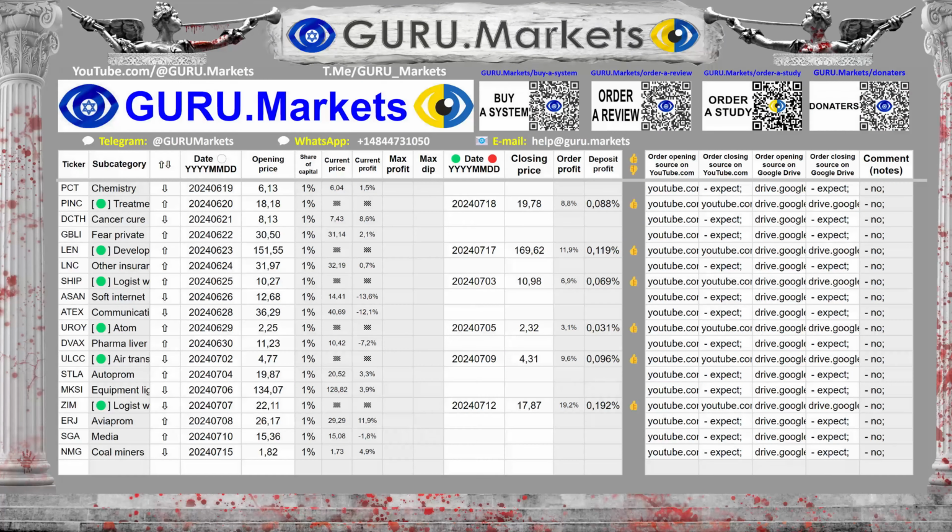As a result of the analysis of the company's securities Crowdstrike Holdings by the Information and Reference System for Stock Valuation Guru.Markets, a decision is made: do not open an order, because Crowdstrike Holdings Inc. is not the most undervalued company in the subcategory.